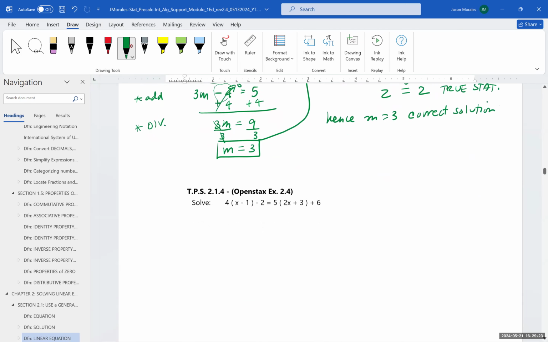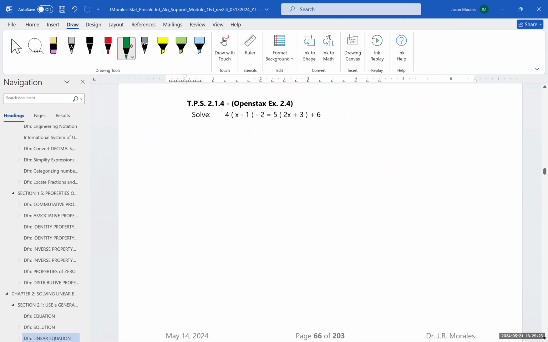Okay, so here is a think, pair, share that's a little more involved. The solution you should come up with is x equals -9/2. So give that a try.